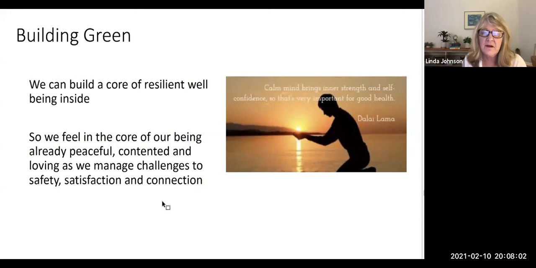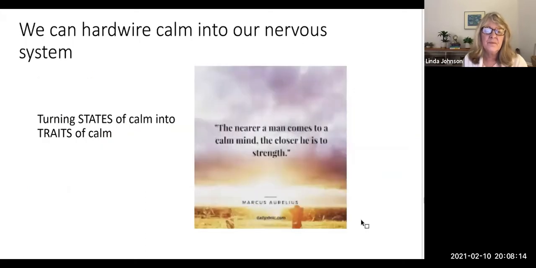satisfaction, and connection. And here's a quote from the Dalai Lama that talks about how our calm mind brings us inner strength and self-confidence. So let's take a breath. And we relax and let go, and relax and let go, and relax and let go, and feel our heart.